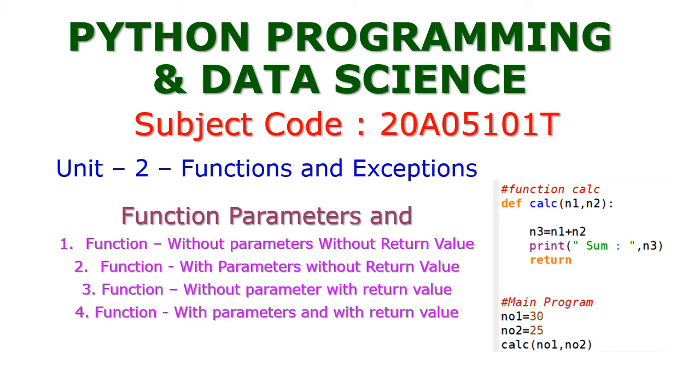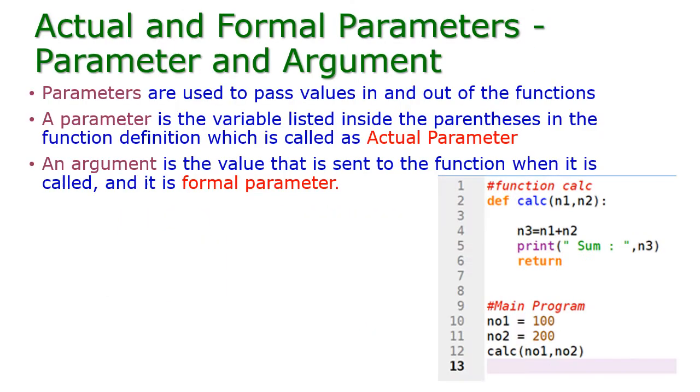In this class we will see function parameters and the different types of parameters, that is actual parameter and formal parameter. After that we will see some example programs for explaining these parameters. Now let us see the actual and formal parameter. Before that we will learn what parameters are.